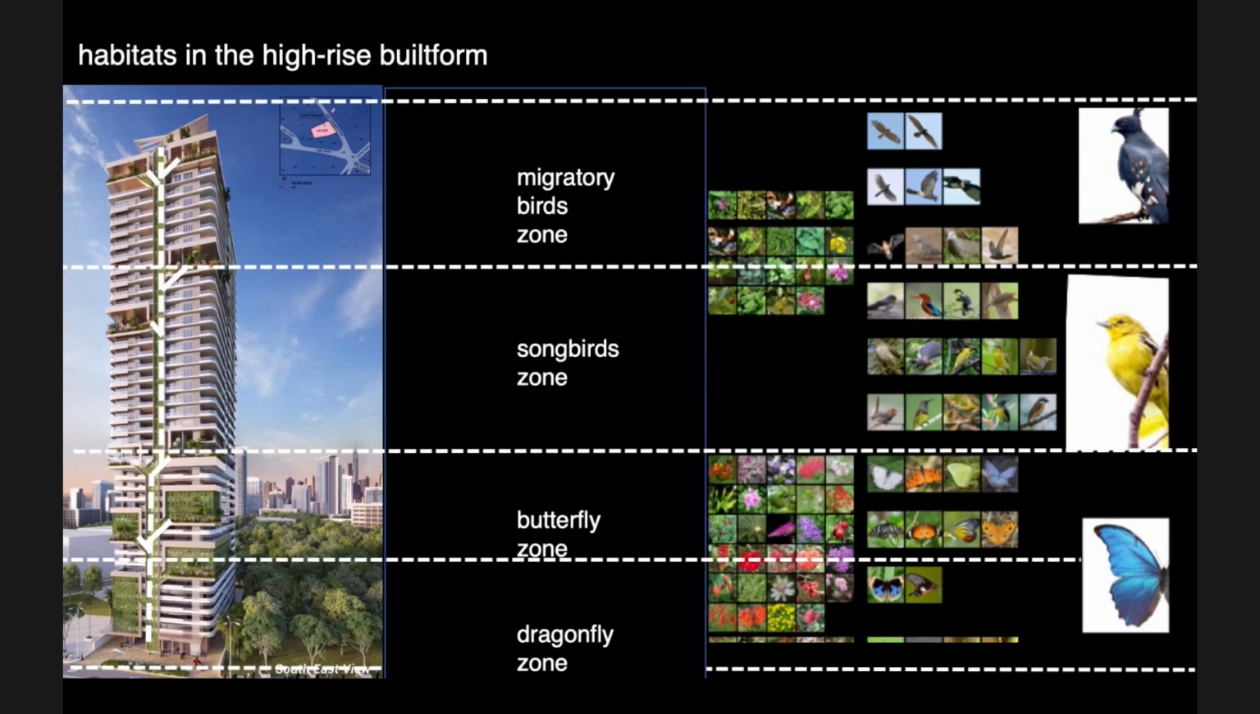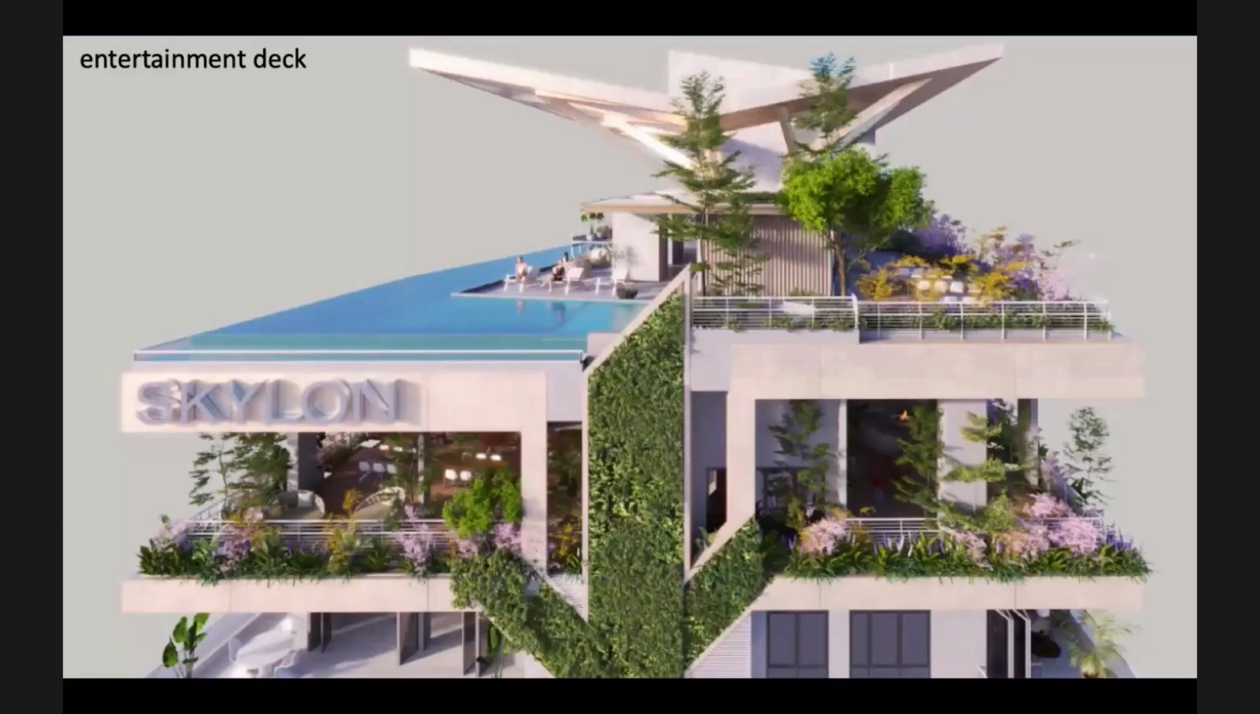And then from the middle section, we would have songbirds, and for the upper part, we have migratory birds. So in this way, we choose the species, we choose the vegetation, the flora that attract these species. That's the upper part of the building, and that's the roof, the canopy over the building.